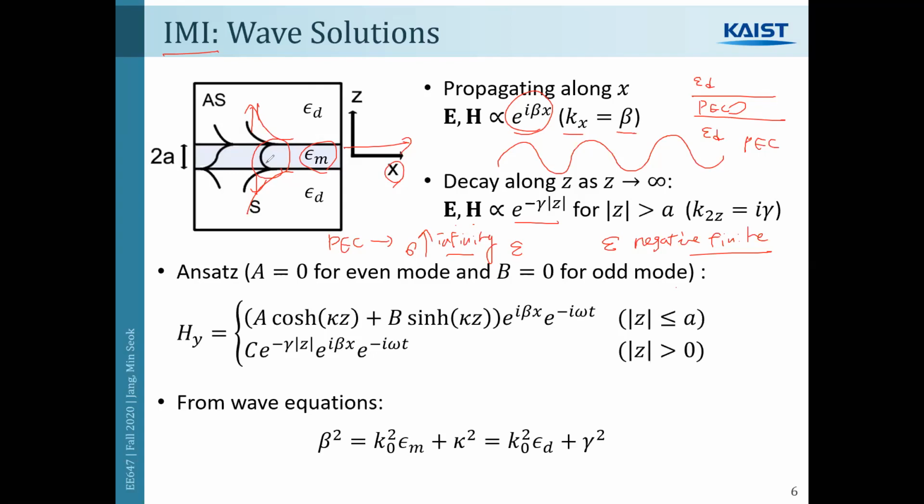So the biggest difference between a PEC waveguide and a plasmonic waveguide is basically the assumption on the metallic material. In PEC, the conductivity is infinity, so epsilon is also infinity, but in a plasmonic waveguide, it's not. They are all finite, but negative.